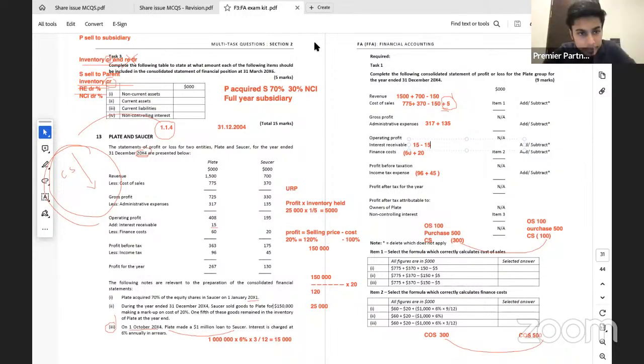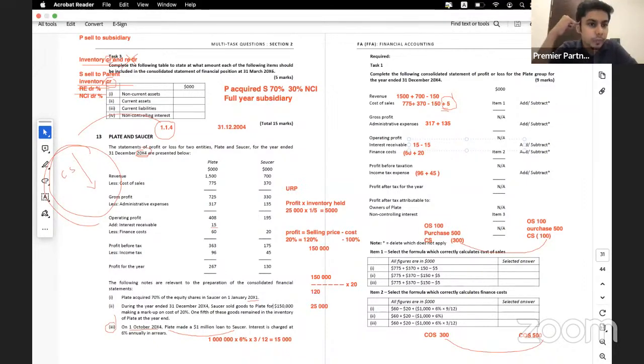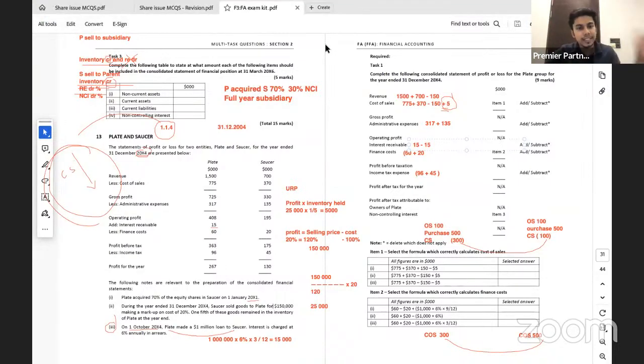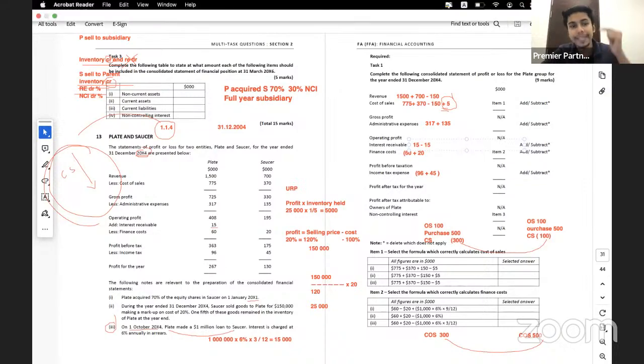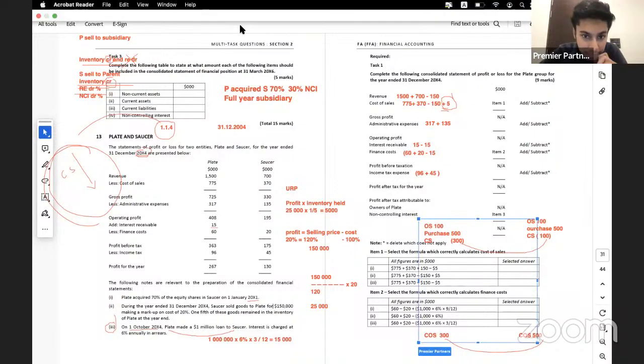Now think from the other party's point of view. Plate gave to Saucer. Now think of this from Saucer's point of view. Saucer is getting a loan. If Saucer gets a loan, what should he do? He has to pay interest. Paying interest is a finance expense. So therefore, go to finance expenses and remove 15. Just like the first one. Now, guys, over there, what happened?